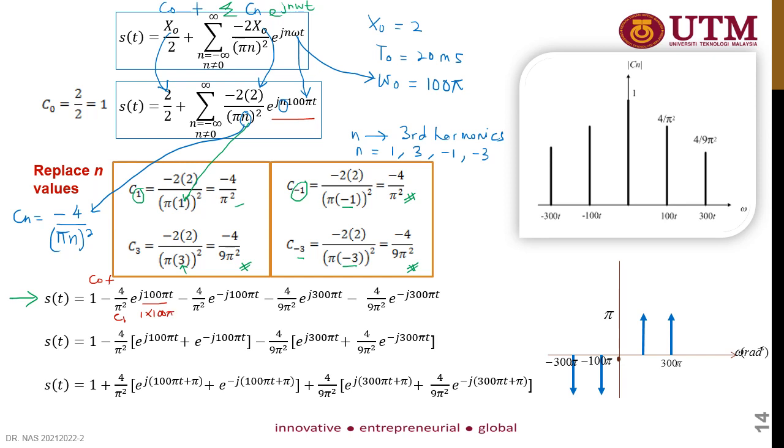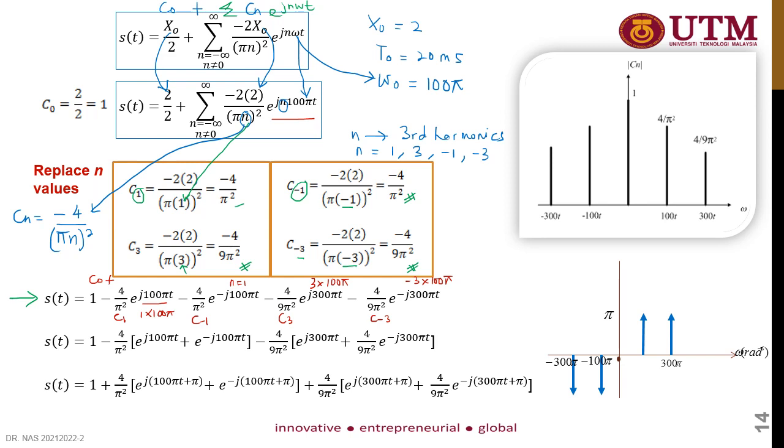Okay, and then plus C minus 1. This is when n equal to -1. Plus C3. In this case, n equal to 3 times your omega, 100 pi. And this one is C minus 3, with n equal to -3, so it's -3 times 100 pi.